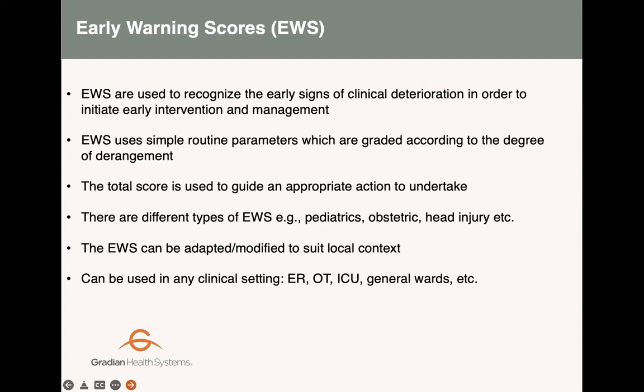These early warning scores are standard ones we can get, but we can also adapt and even modify them according to our local context, so that they suit our locality, our setups, and our population. They can be used not only inside the intensive care unit, but also in the emergency room, the operating theaters, the high care units, and, most importantly, in the general wards, where they give a better outcome. So those patients who are at high risk of deteriorating can be identified early and resuscitated early.